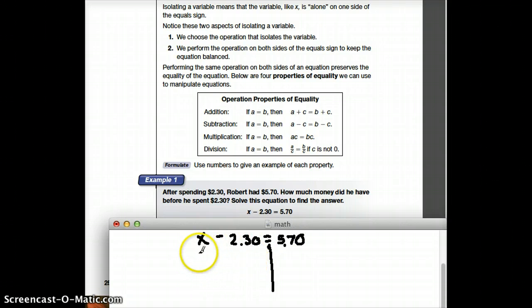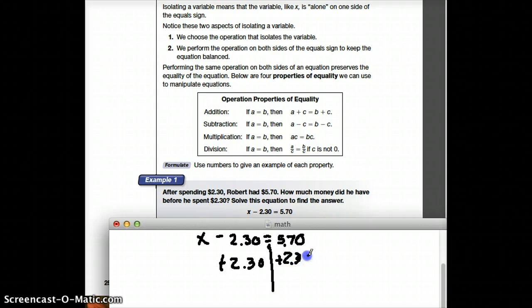Now we want to move. We want to solve for x, and it's on the left side of our equation. The thing that's on the left side is this minus 230. So we want to move that minus 230 to the other side. What we have to do is the opposite of minus. The opposite of minus is add. So we need to add 230 to both sides.